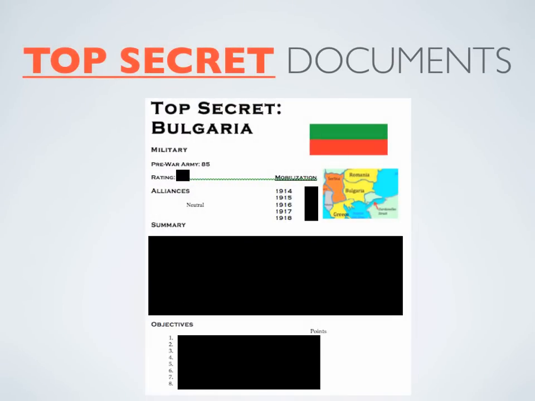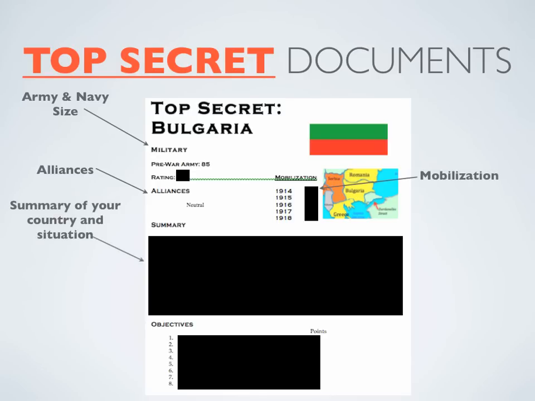Your top secret document should stay that way, top secret. Your Army and Navy, if you have one, will be listed. Your alliances, secret and known, will be listed as well. The number of troops that will be mobilized each year is listed if you choose to mobilize.